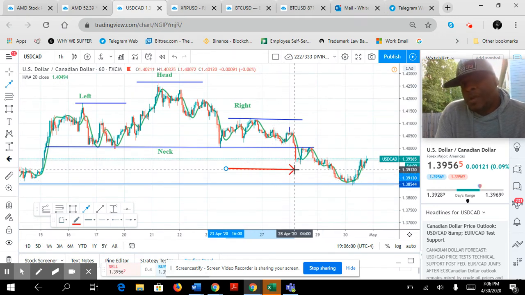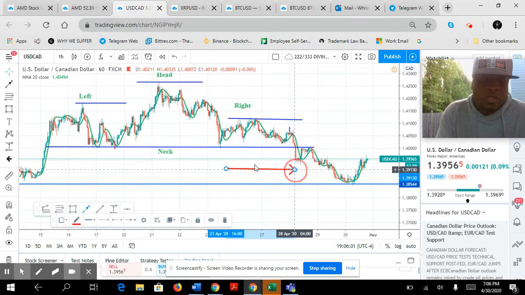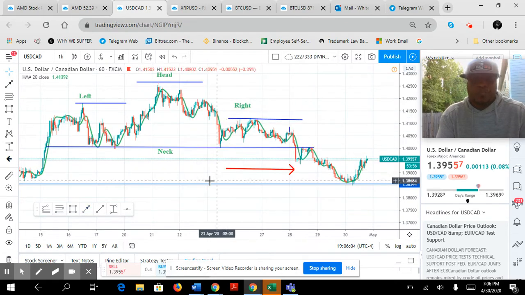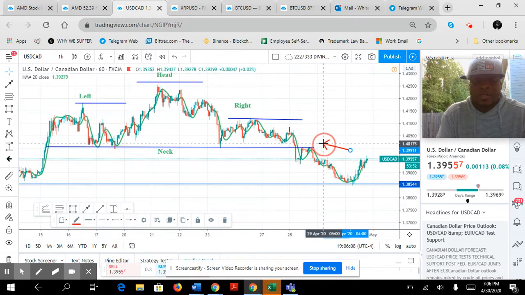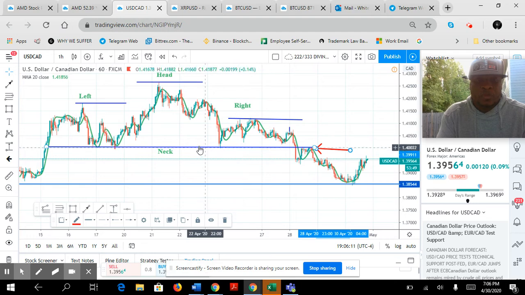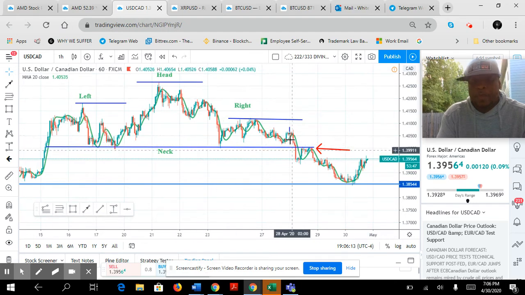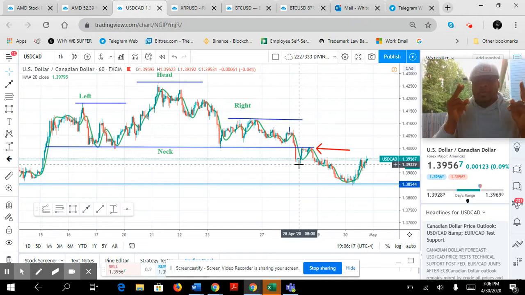Well, the third scenario is you decide that you're not going to enter it until it retests the area that used to be support. It broke support, then it becomes the new resistance.